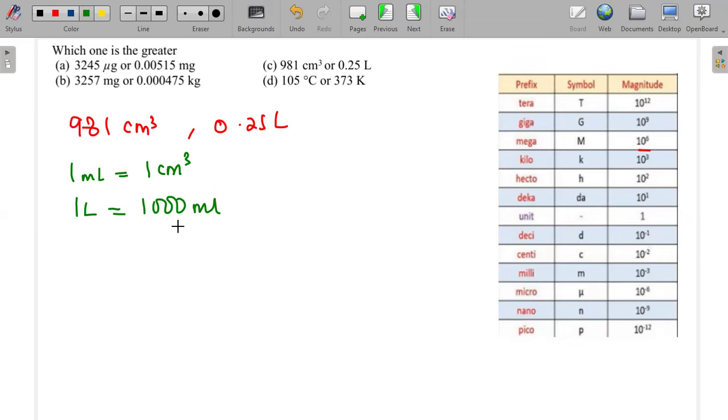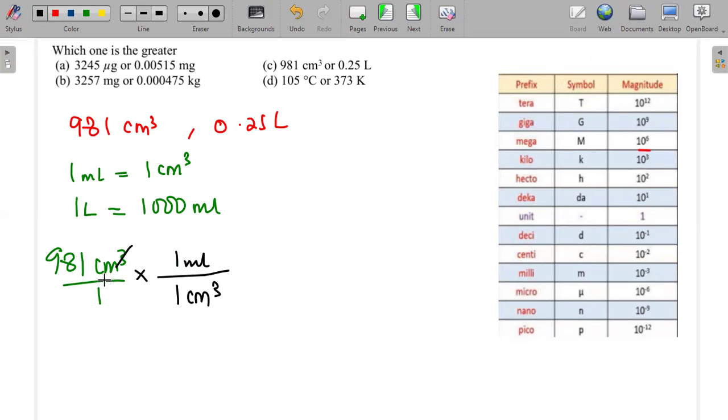Having this conversion now, we can use it to convert this one into liters. We're going to use a bit of dimensional analysis. So I'll say 981 cubic centimeters divided by 1. Remember, I want the cubic centimeters to disappear so that I have my liters. So I'll multiply by the conversion factor that has the cubic centimeter, and I'll place it in such a way that the cubic centimeter cancels. So I'll say 1 cubic centimeter is equivalent to 1 milliliter.